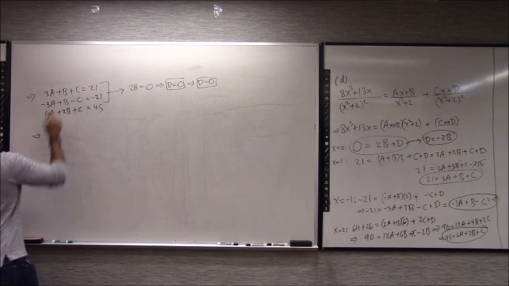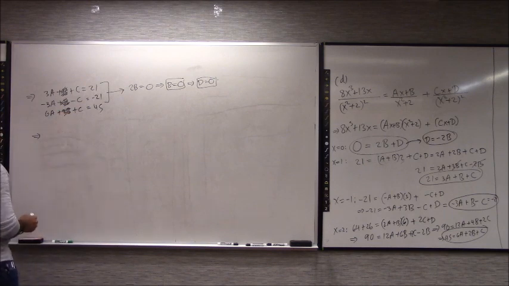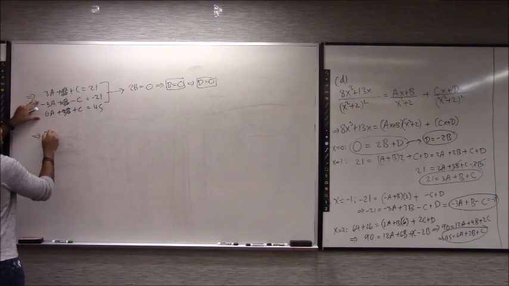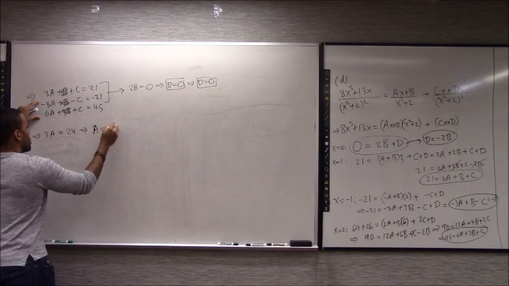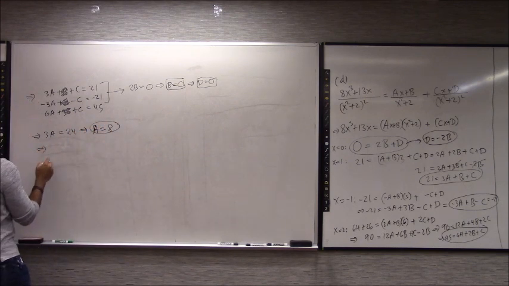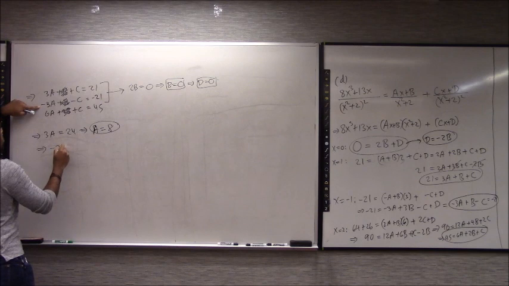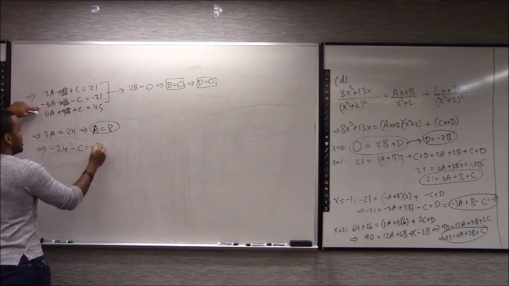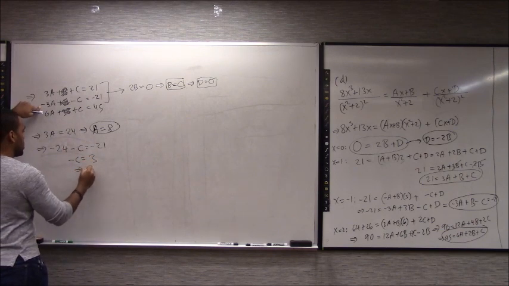So now all of these guys, I can essentially just ignore. Let's say I added these 2, for example. Add those, I would get 3a, the c would go away. 45 minus 21 is what? 24. So a is 8. And then c you can just plug in here. So now you have negative 24 minus c is equal to negative 21. So minus c is equal to 3. So c is negative 3.